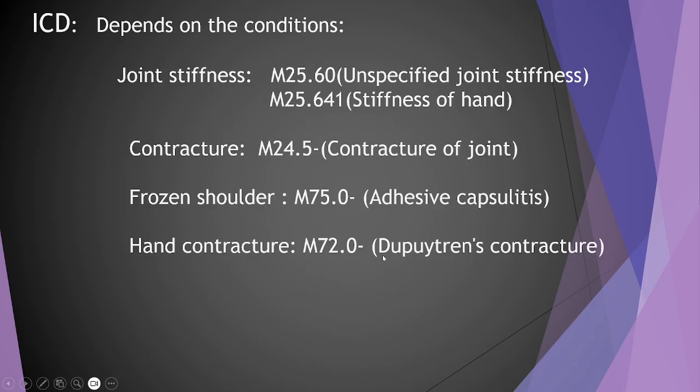So ICD depends upon the conditions. As you can see here, joint stiffness is the M25.60 series, contracture is the M24 series, frozen shoulder is the M75 series, and hand contracture is M72. We'll navigate all these while doing an operative report.